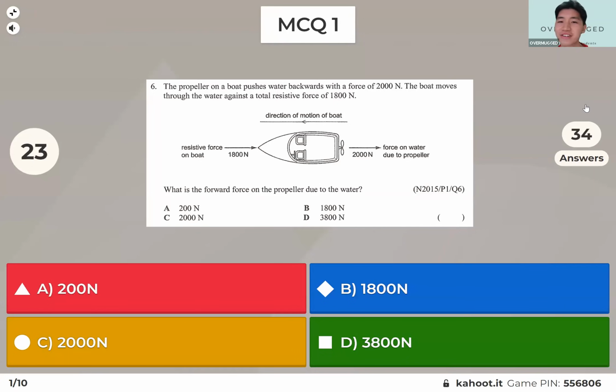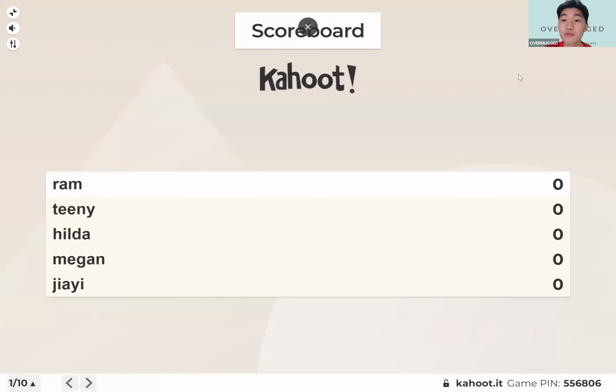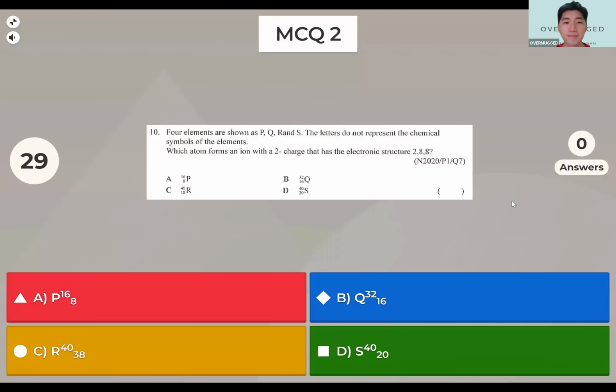Newton's third law. I push you, you push me. Force on water due to propeller, force on propeller due to water. Why so many of you choose A? Not resultant force. This is asking about Newton's third law. Very straightforward. Just I push you, you push me. So the value will be the same.